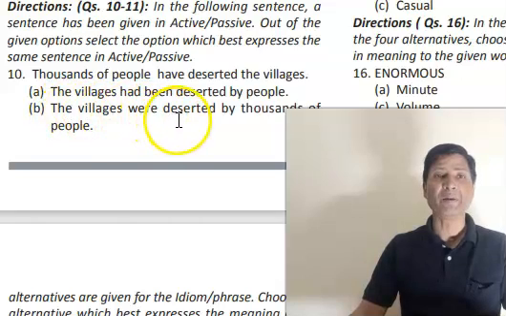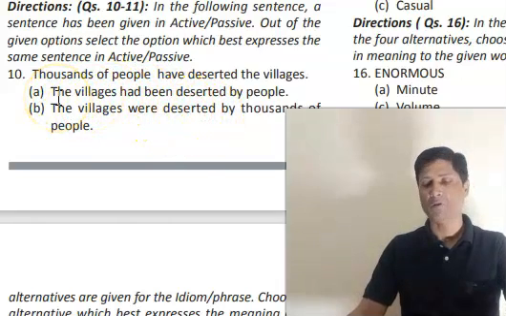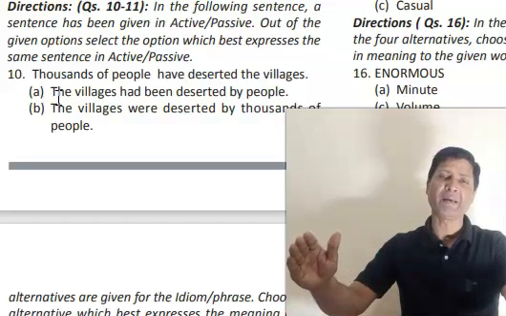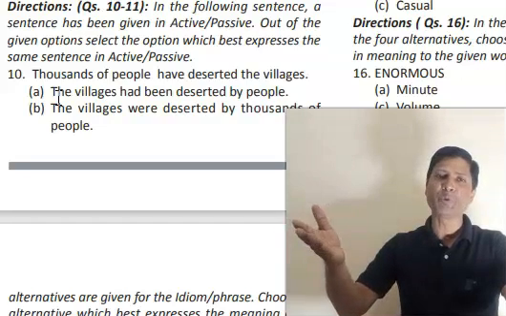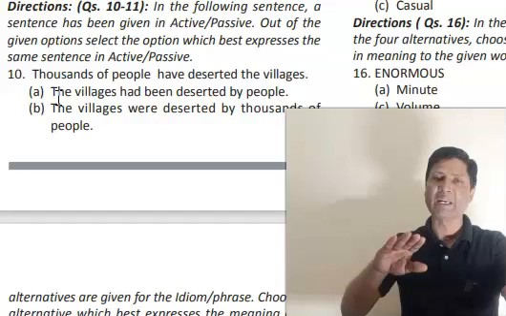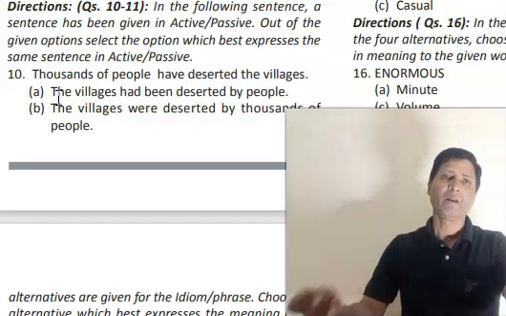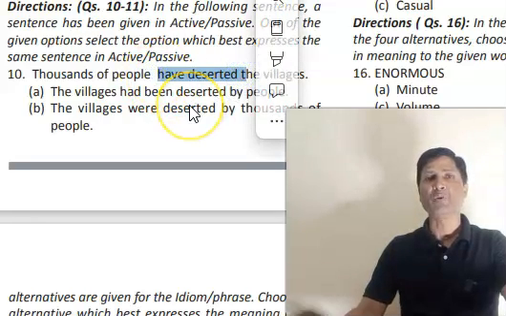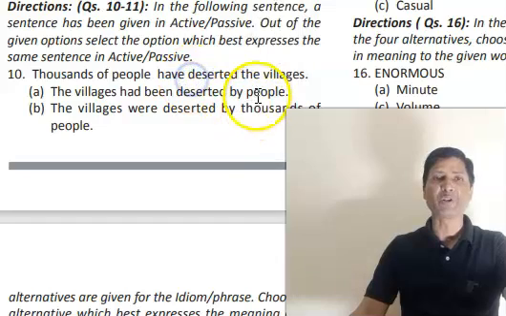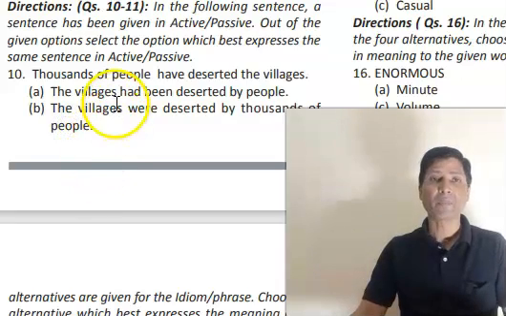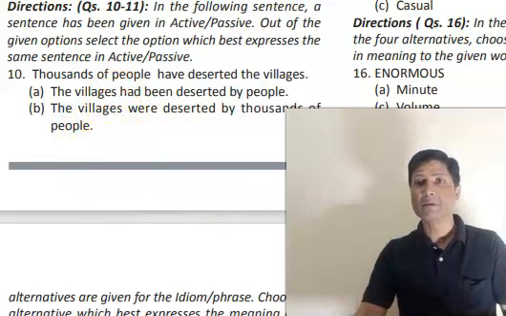Thousands of people have deserted the village. Always remember, when we talk about active and passive voice, an active voice sentence contains 4 parts: subject, auxiliary verb, main verb, and object. So you don't have to do anything. You have to reorder the 4 words and use the correct form of the word be. This sentence, thousands of people have deserted, is in present perfect tense. So it should be have been deserted. So parts A and B cannot be the answers.